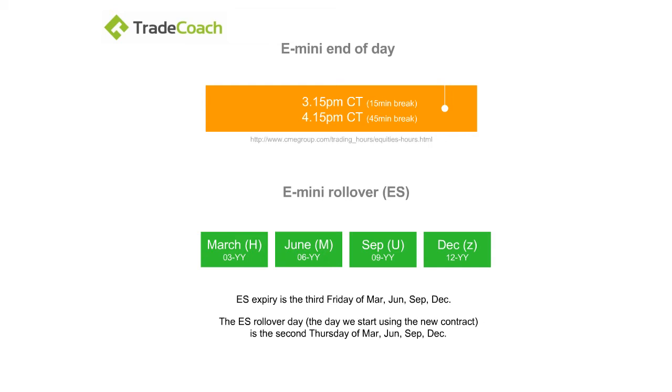Now looking at the green, rollover day is when we jump from using this quarter's contract to next quarter's contract. The ES expires on the 3rd Friday of March, June, September and December. However, the rollover day, the day we start using the new contract, is 8 days prior, on the 2nd Thursday of March, June, September and December.